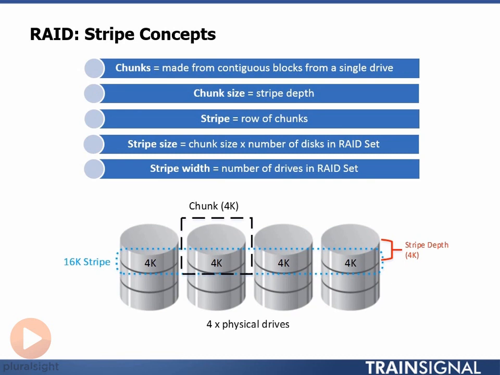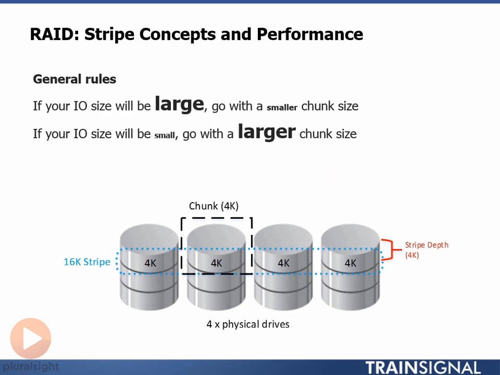Magic! But what does any of this have to do with performance? A couple of general rules to take note of. Firstly, if your I/O size is large, then go for a smaller chunk size. And conversely, if your I/O size will be small, go for a larger chunk size. Smaller chunk sizes tend to be around the 4 to 8K size, whereas larger chunk sizes can be 32K and upwards. Okay, so that's us done on striping for now. Let's move on to parity.